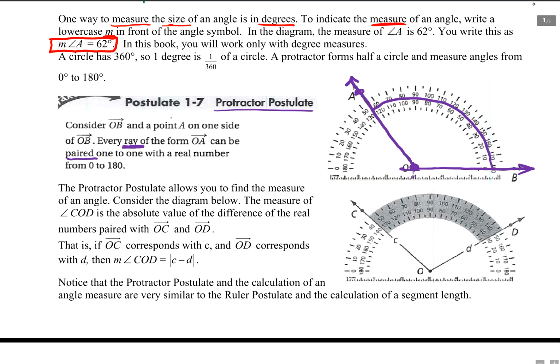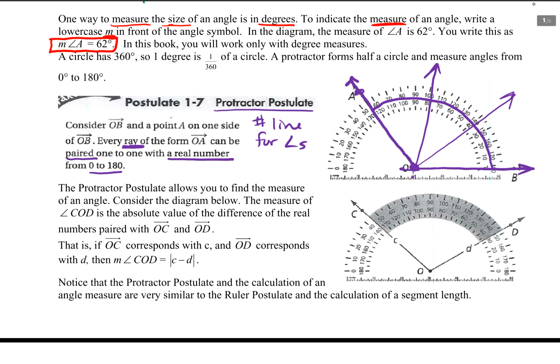What this postulate says is that every ray that we could possibly draw in here can be paired with a real number from 0 to 180. So we could go all the way around to a straight angle, straight line there. So we are simply saying that any ray that we could draw out from here, there's an infinite number of them in there, any ray, we can put a number on that. This is just a number line. A protractor is just a number line for angles.